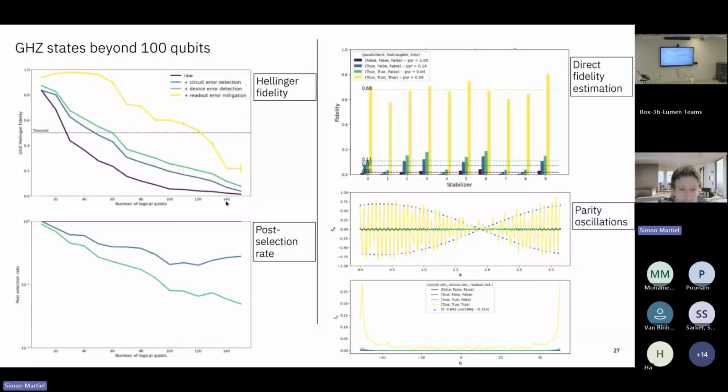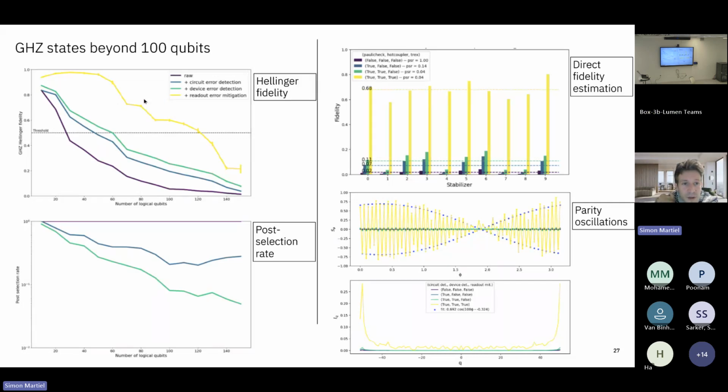So what we did is to scale up to a very large number of qubits. Here we went up to more than 140 qubits. And we can compute different metrics. One of them is Hellinger fidelity. If we measure all qubits, we expect to only have all zeros or all ones, since it's a GHZ state. So you can measure samples and compute the distance between the probability distribution we get and this peaked distribution of only zeros and only ones. And this is called the Hellinger fidelity.